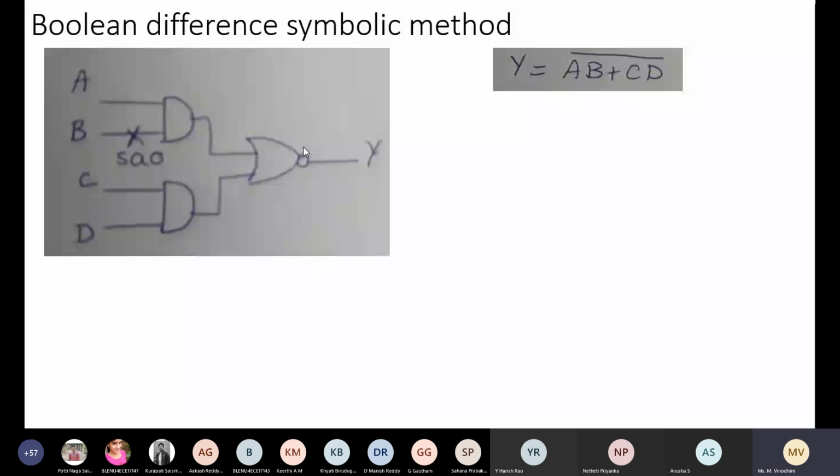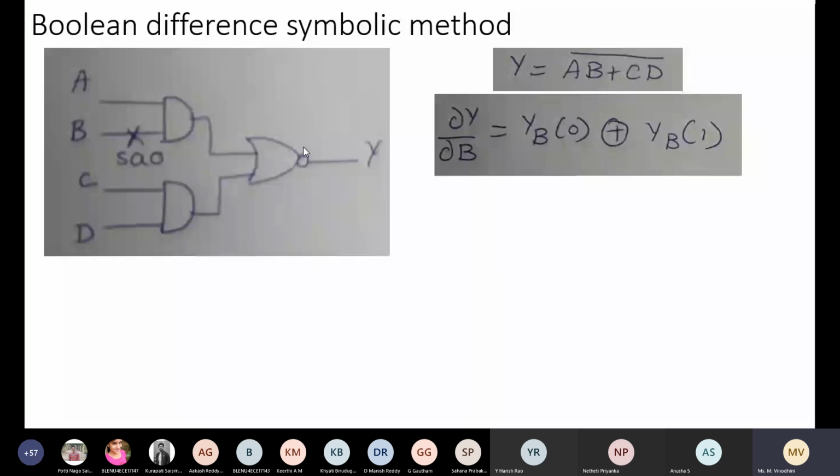Second step. Next, dou Y by dou B. Why B? Because the fault is present at B. Remember, the fault is present at the signal line B. Output is Y. So we have to write like this: dou Y by dou B is equal to YB of 0, the output with respect to the fault at B being 0, XORed with YB of 1. So YB of 0 means, in this Y expression, I need to substitute B as 0.